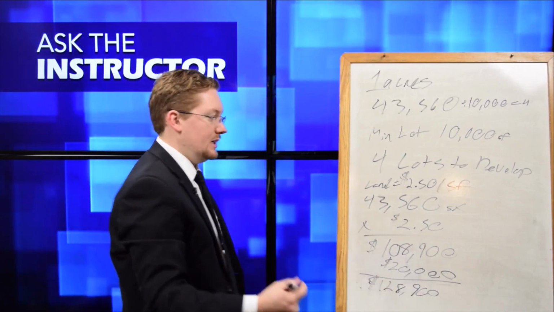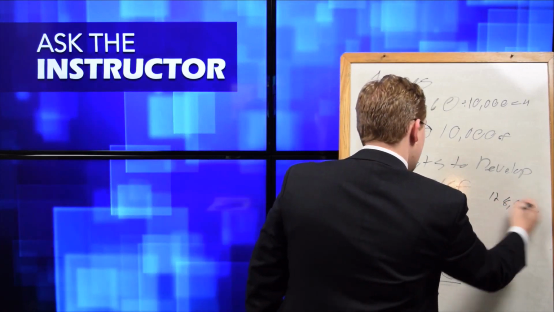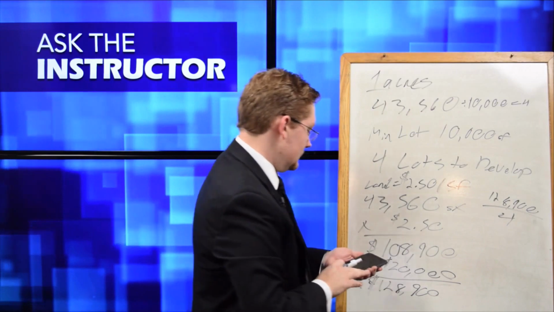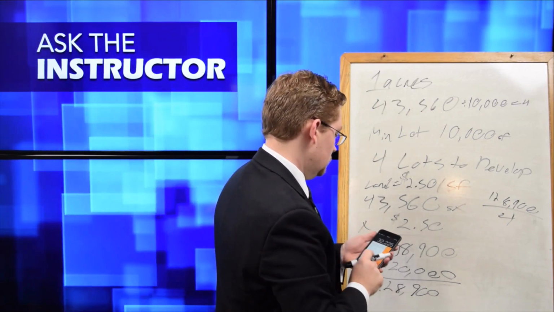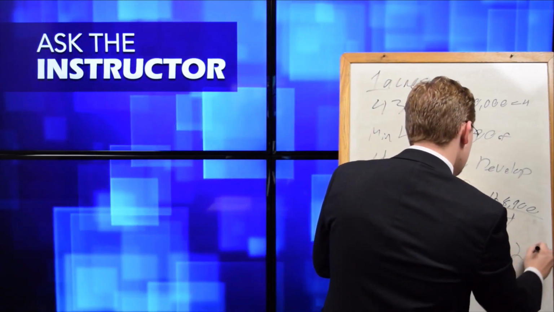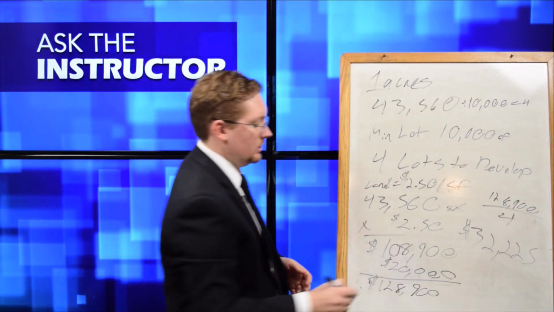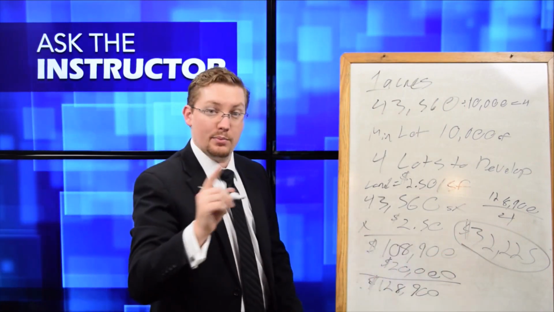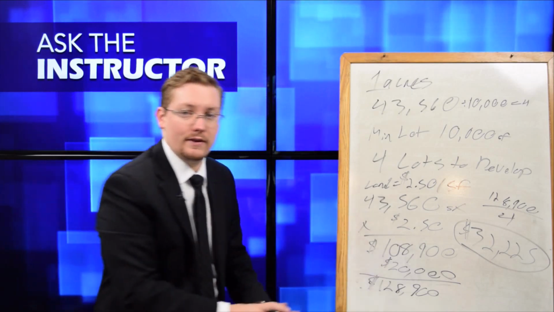Now the question is, what do we need to sell each of these 4 lots for? We take this $128,900, we divide it out by our 4 lots, and we're going to end up getting $32,225 per lot. So if we sold each of these 4 lots for $32,225, we'd break even. Now we don't want to break even because we haven't factored in profit at all.